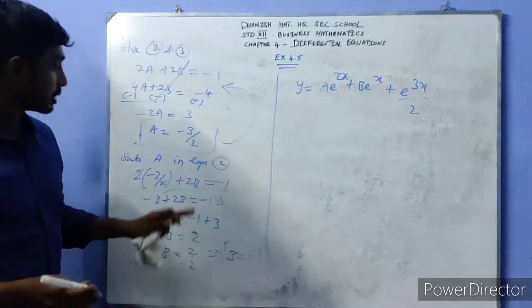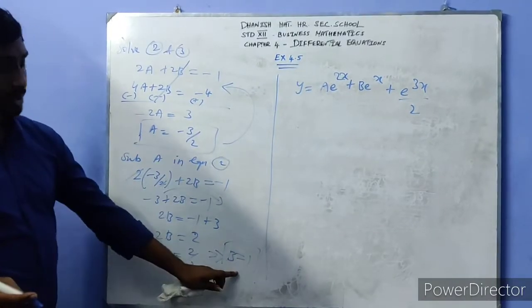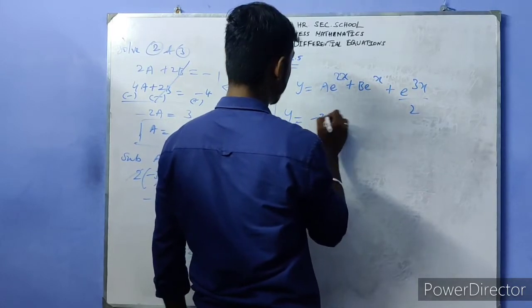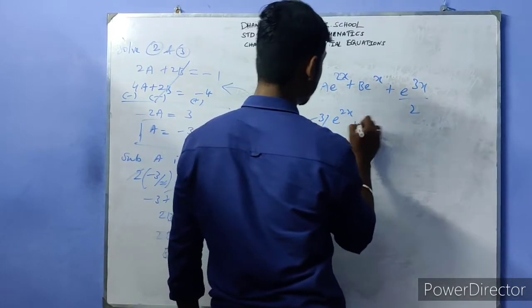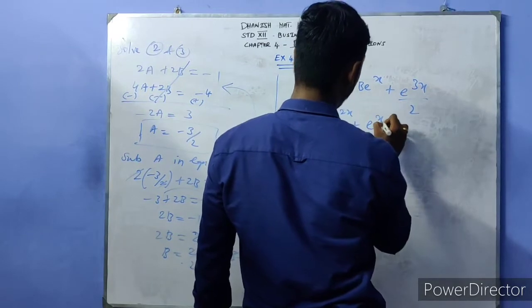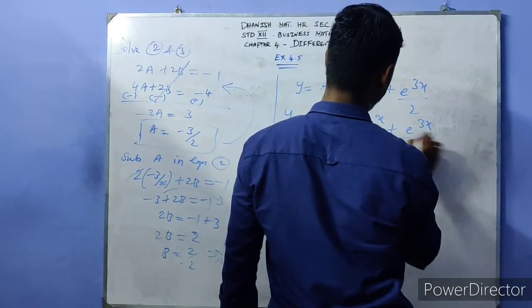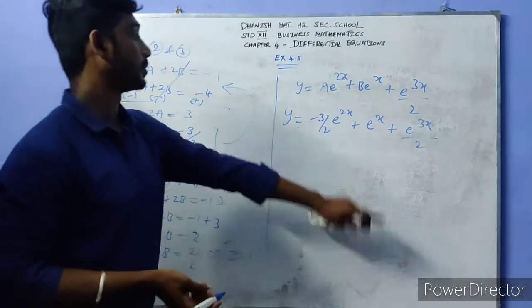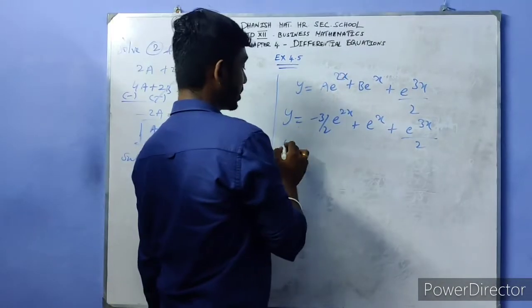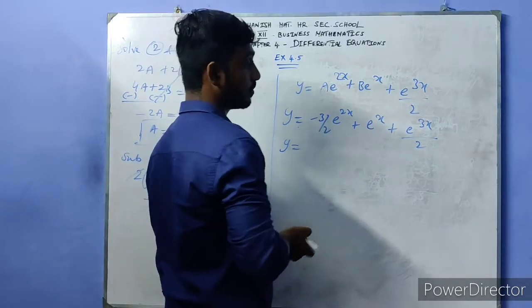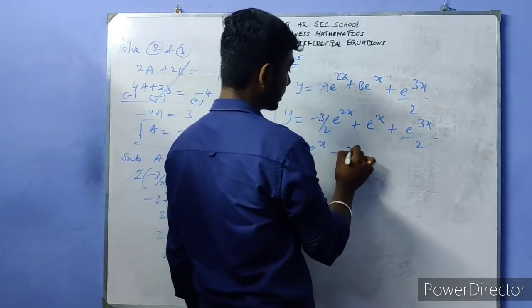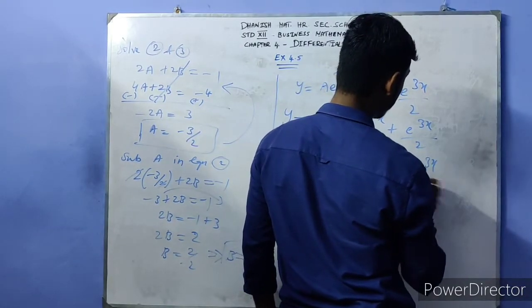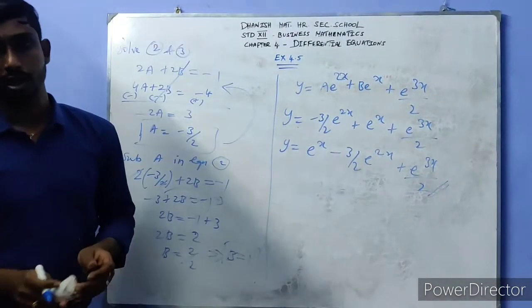What is the a value? That is minus 3 by 2. What is the b value? That is 1. Y is equal to minus 3 by 2 e power of 2x plus e power of x plus e power of 3x divided by 2 here. So this is the general solution for this sum. Write the positive value in the first term, like this: e power x minus 3 by 2 e power of 2x plus e power of 3x divided by 2 will be the answer for this one.